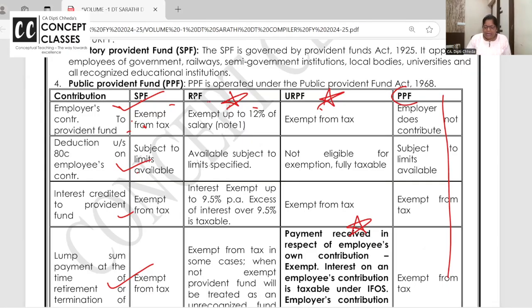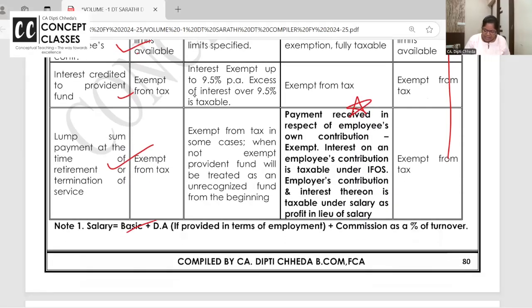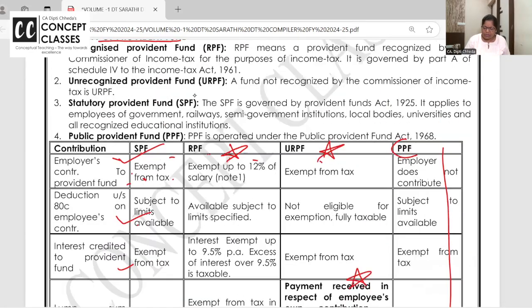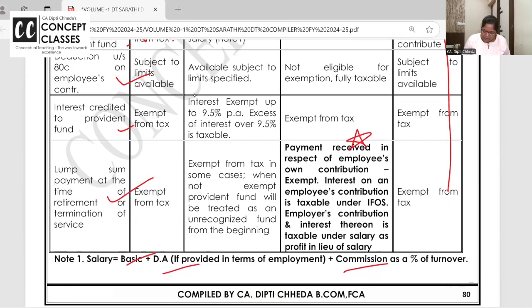Recognized provident fund. Employer can contribute up to 12% of the salary, that's basic, DA and commission. Above that, it will be taxable. Now in exam, you know what they are giving? Employer can contribute 18% of the salary. Employer is contributing 18% of the basic salary.